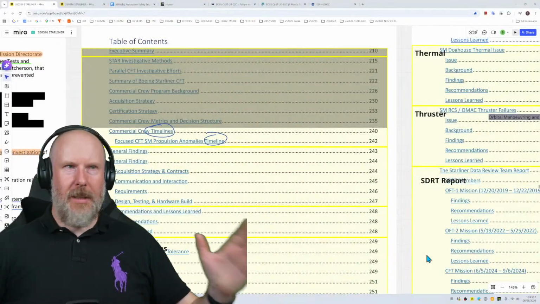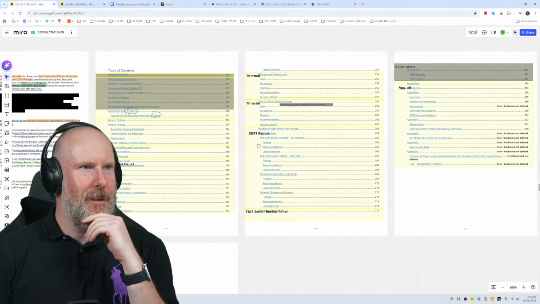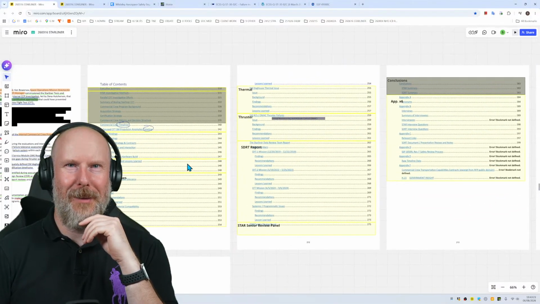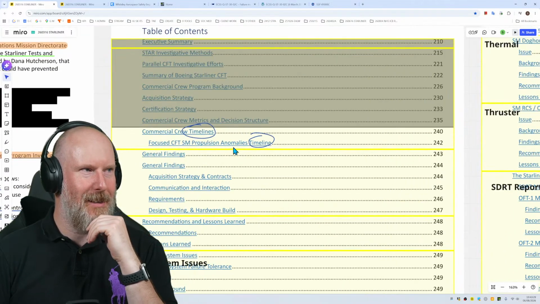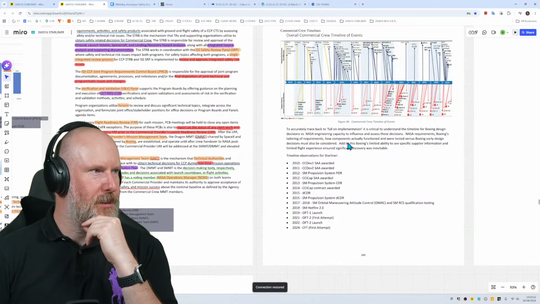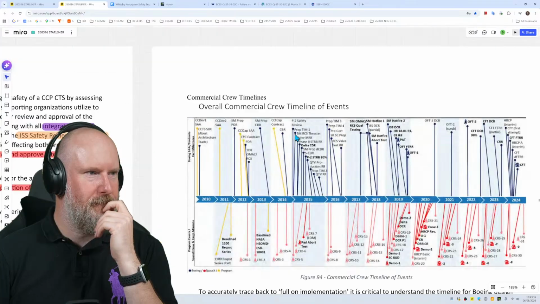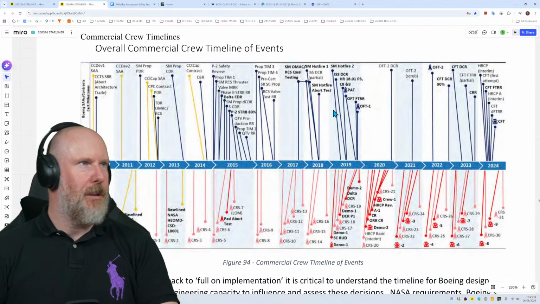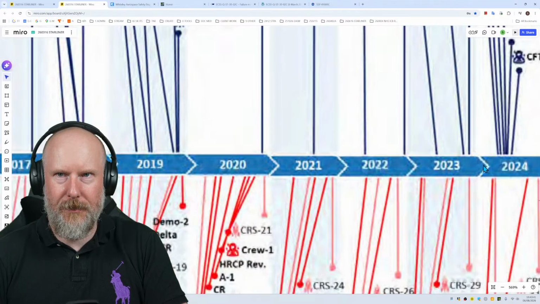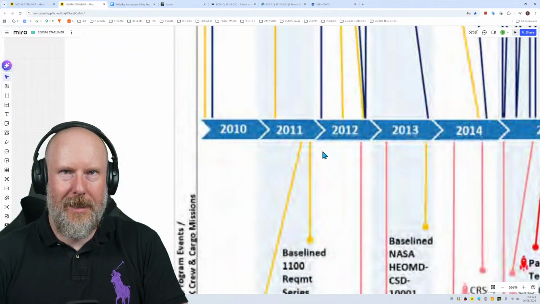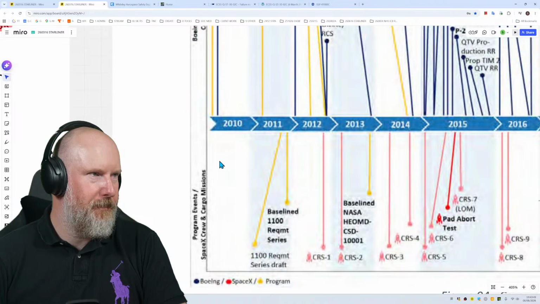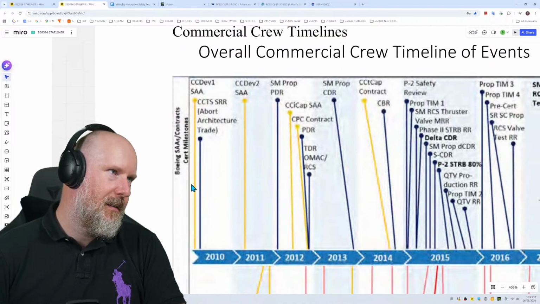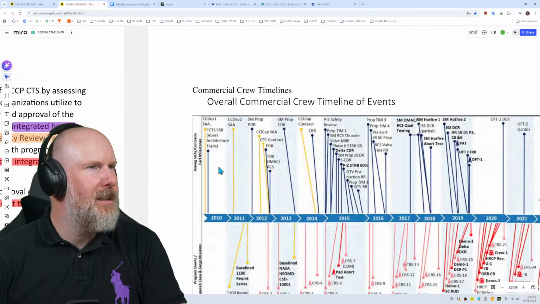Unmute. Right. Where were we? There we go. So we've done that bit and this bit. We've got all of this still to do, but we're getting there. We've made fantastic progress today, certainly. So let's talk about crew commercial timelines then. So we've got the overall commercial crew timeline of events. So this is from 2024 all the way through to 2010. So 14 years. That's a lot of work. So program events at the bottom, and then Boeing contracts and stuff at the top.